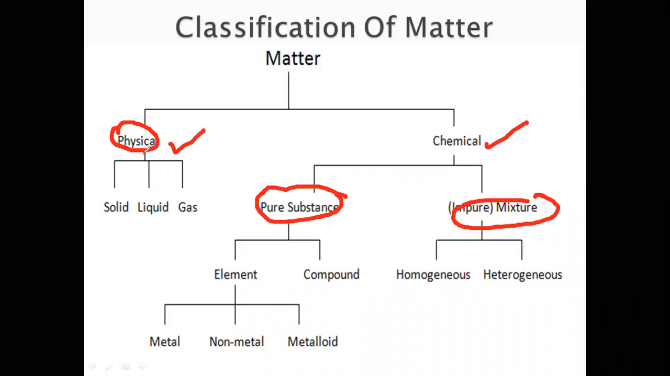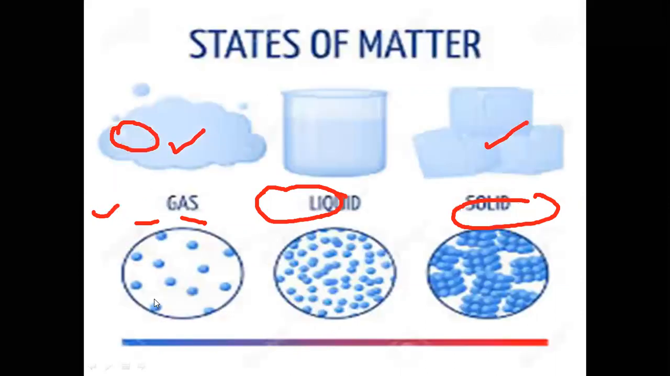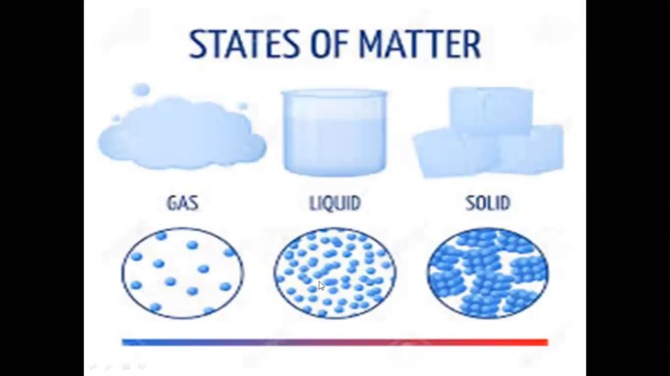On the basis of physical properties, matter can be classified into solid, liquid, and gas. Matter has been classified earlier on the basis of its physical properties. So one is gas, the other is liquid, and finally the last is solid.